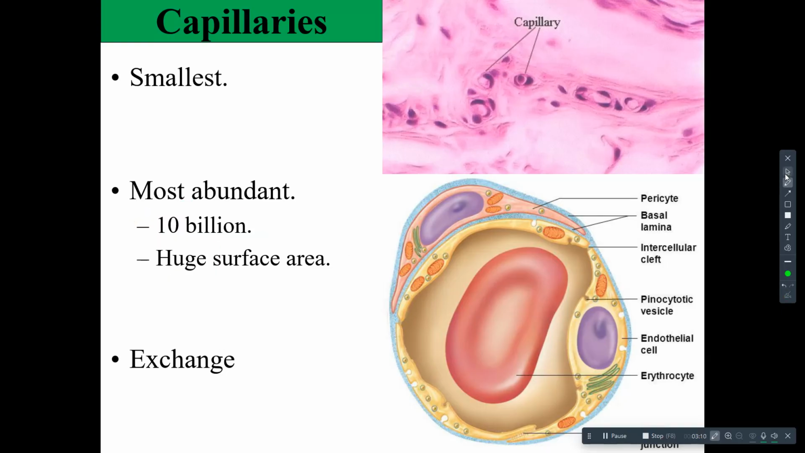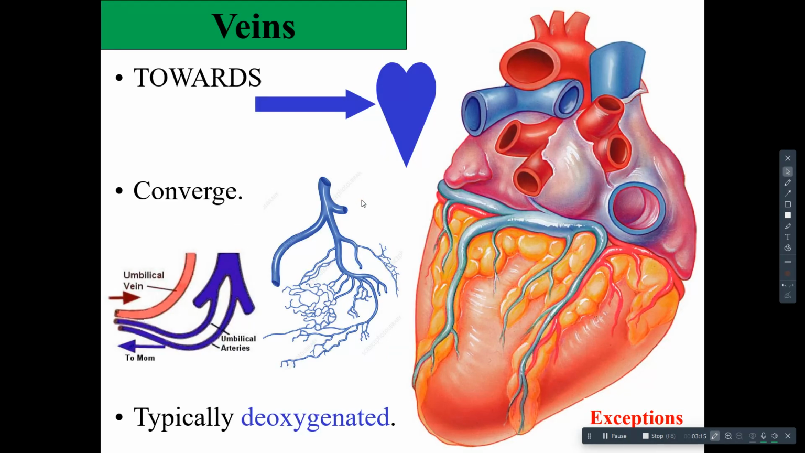And let's now move on to veins. Veins, by definition, go towards the heart. So arteries went away, veins go towards the heart. As veins go towards the heart, little veins come together to make bigger veins and bigger veins and bigger veins until we get our super big superior and inferior vena cava. So veins are converging. Veins are not diverging. Veins are not branching, veins are converging.